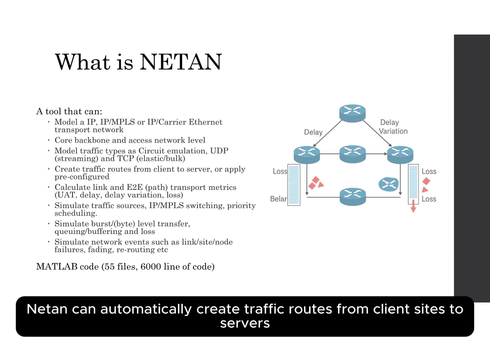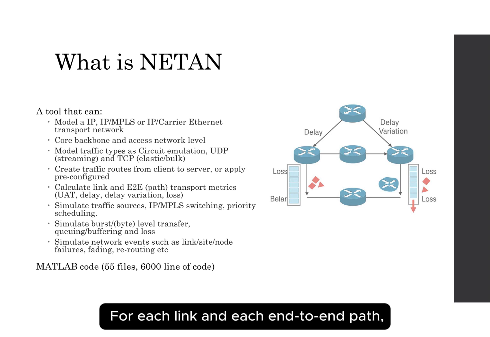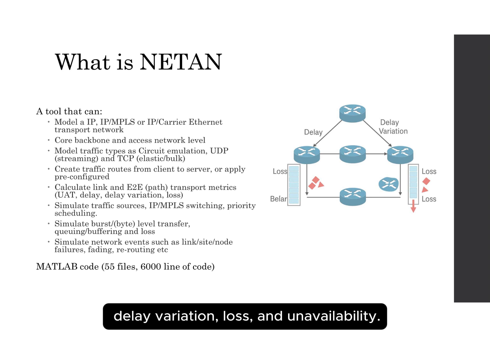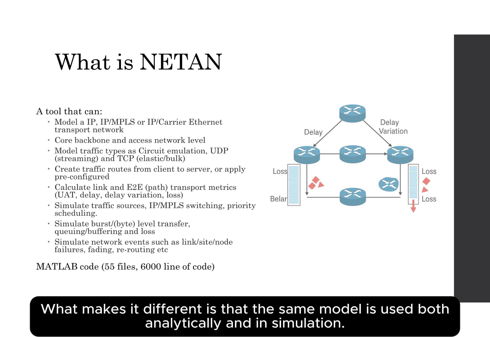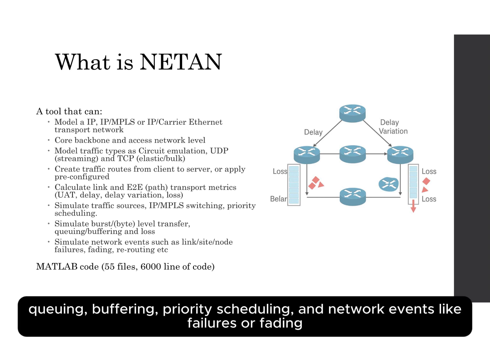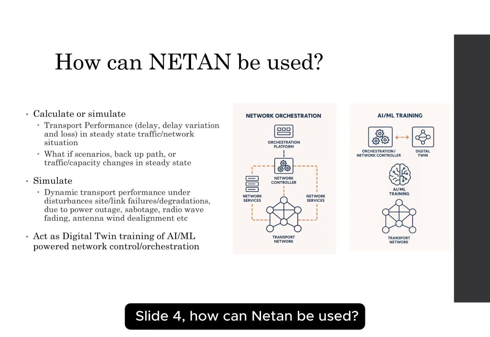NETAN can automatically create traffic routes from client sites to servers, or it can work with pre-configured paths such as MPLS LSPs. For each link and each end-to-end path, it calculates key transport metrics such as delay variation, loss, and unavailability. What makes it different is that the same model is used both analytically and in simulation. The MATLAB implementation simulates burst-level traffic, queuing, buffering, priority scheduling, and network events like failures or fading, all within the same framework.